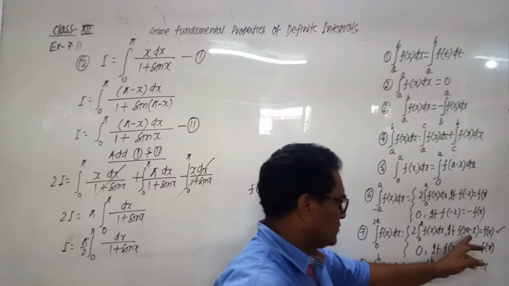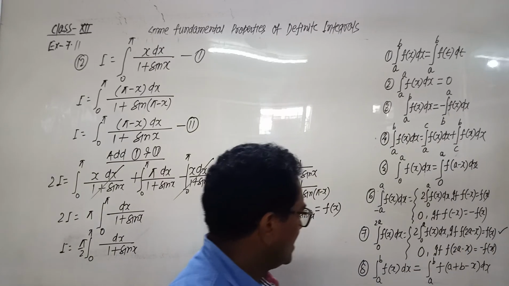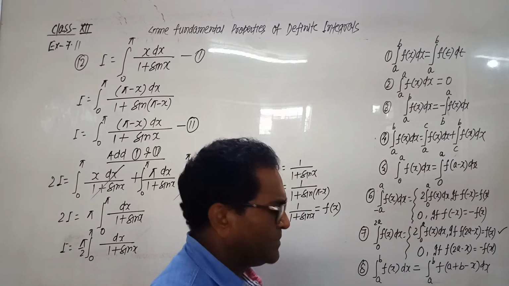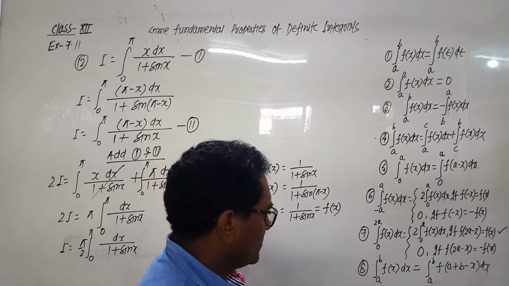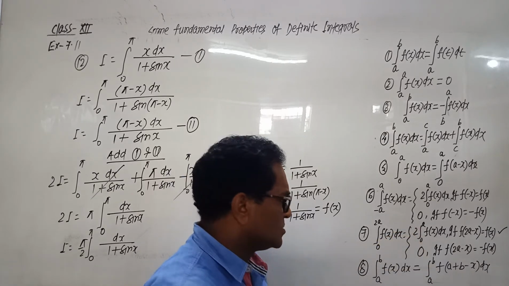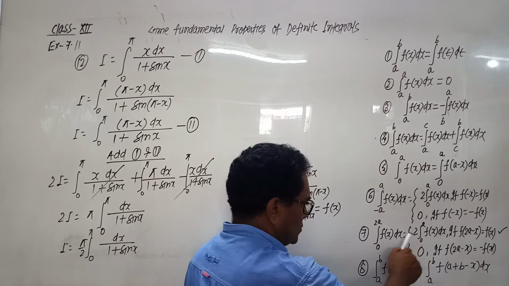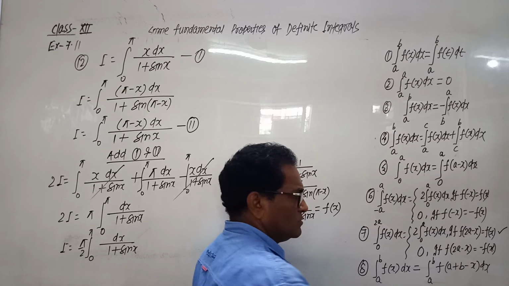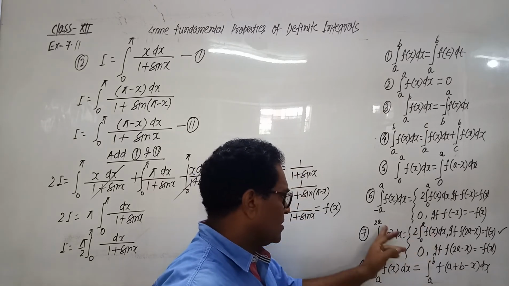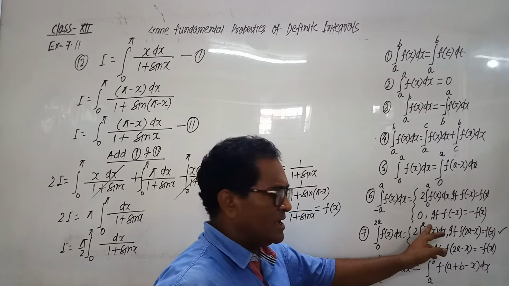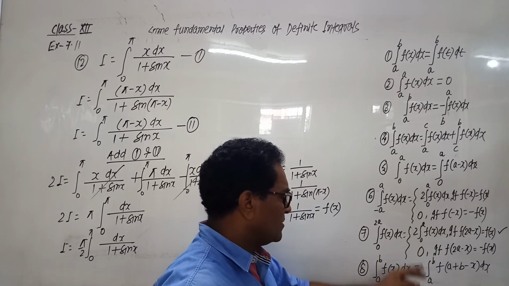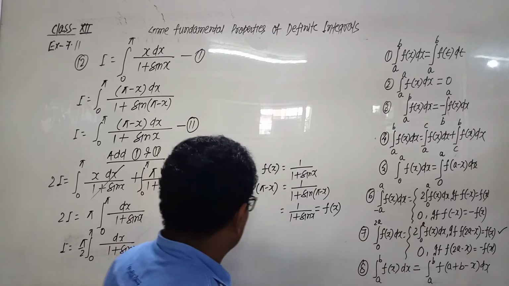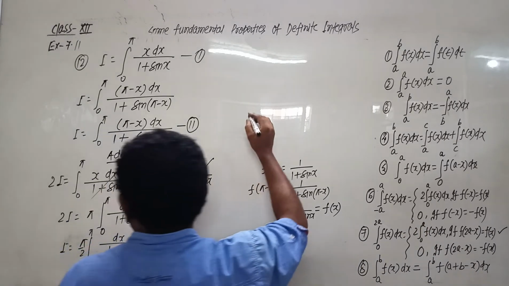So if f of 2a minus x equals f(x), then this expression is written as twice the integration 0 to a of f(x). So when we use this property, we multiply by 2, and the upper limit divided by 2 gives a. 2a divided by 2 comes a. So for using this property, we have to multiply by 2 and divide the upper limit by 2.